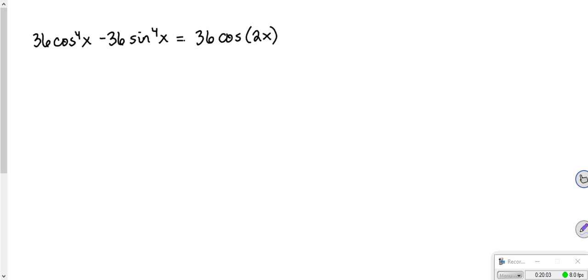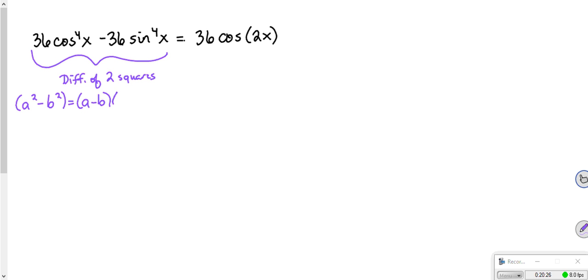Now, here's what I want to point out. This left-hand side is the difference of two squares. If you remember the difference of two squares formula, it says that if you have a squared minus b squared, it equals a minus b times a plus b. That's what the formula tells you. Okay, difference of two squares.